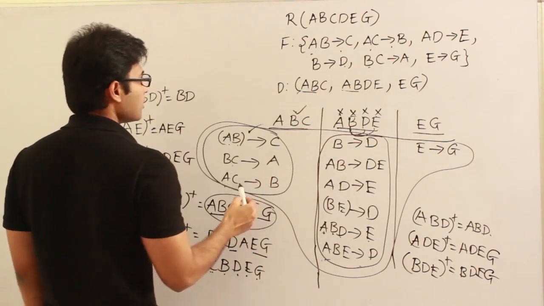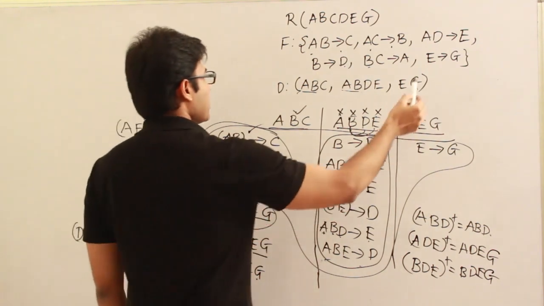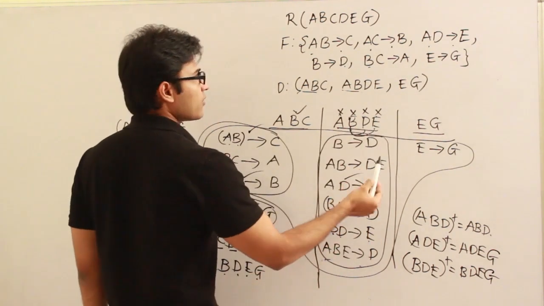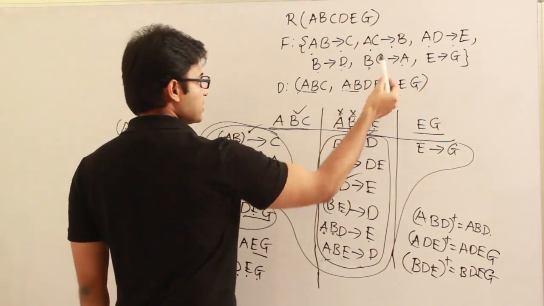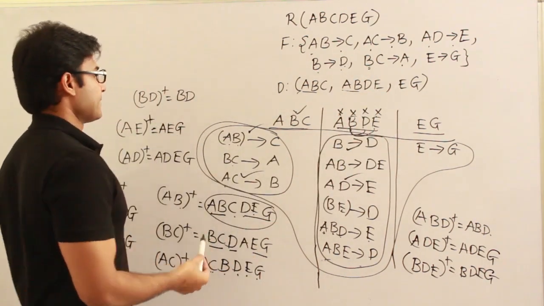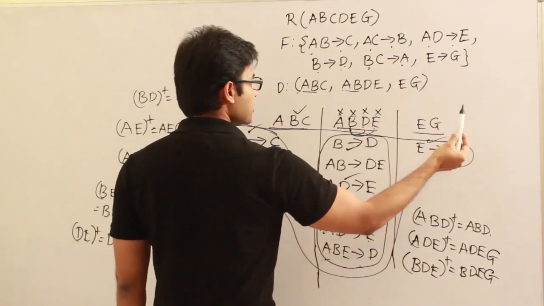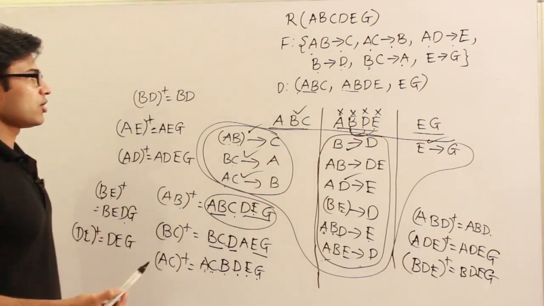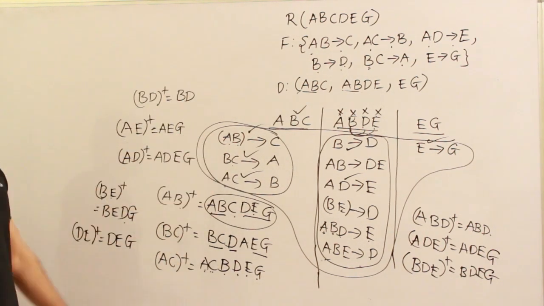AC determines B, yes, it is covered here, right? And AD determines E, yes, it is covered here. And B determines D, yes, it is covered here. BC determines A, yes, it is covered here, right? And E determines G, yes, it is covered here. Therefore we got all of them. All the dependencies are covered in all this which we derive, right?